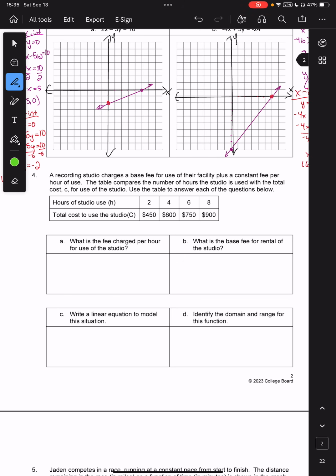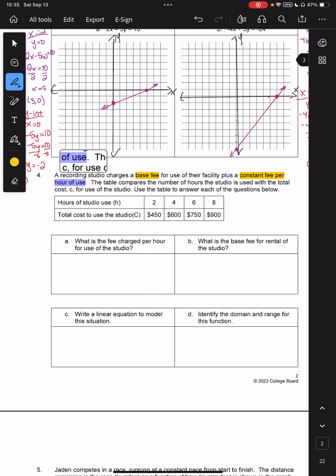So what I like to do before I even start working on the question is highlight things that are important, or that I think are important. It says that it charges a base fee. So it charges you money before you even use the studio. And then also a constant fee per hour of use. And whenever we see that word per, the word per is very important because it tells us units, it tells us what we typically need to divide by. And you'll see when we start to answer the questions more what that means.